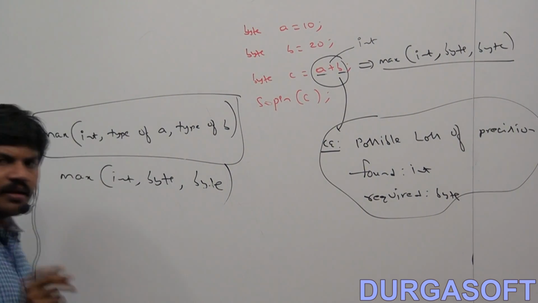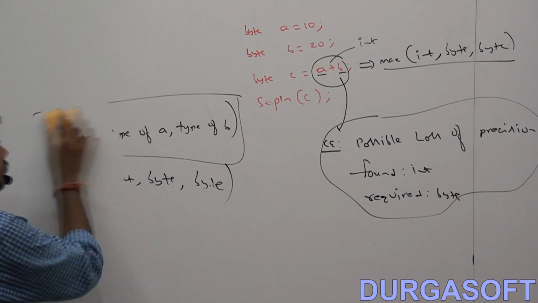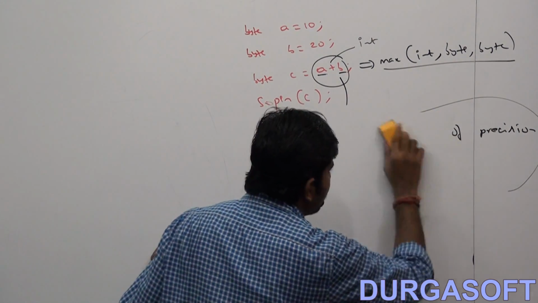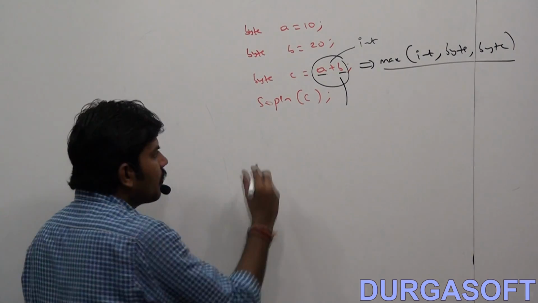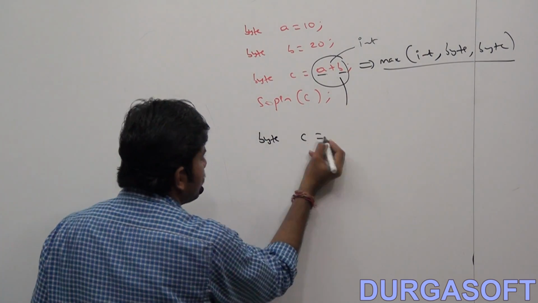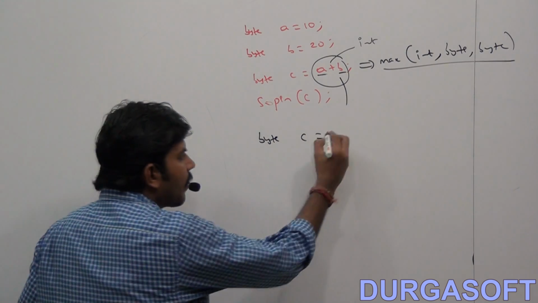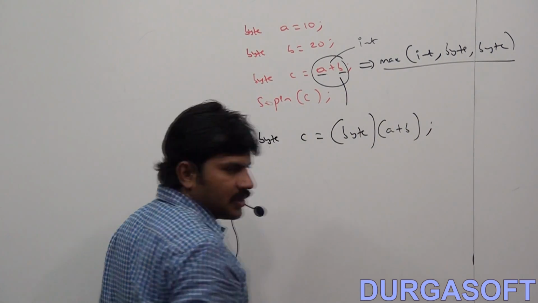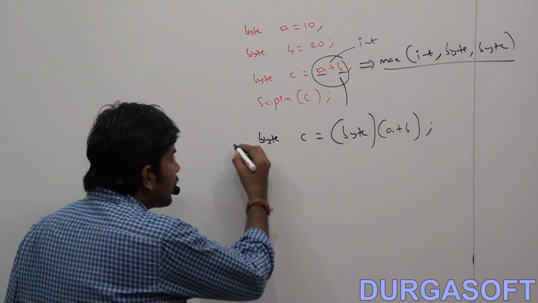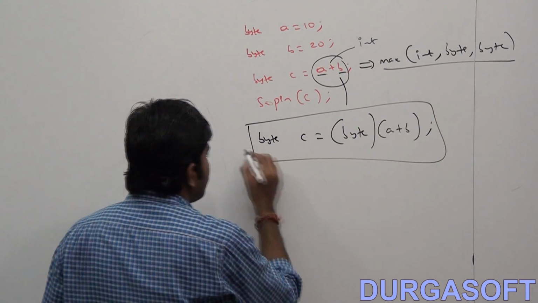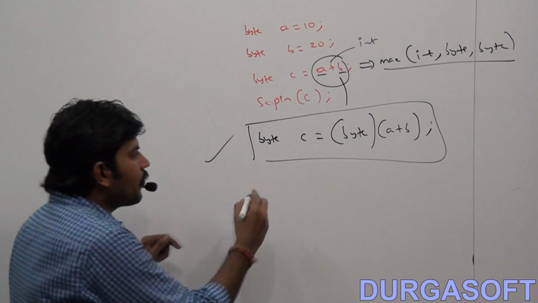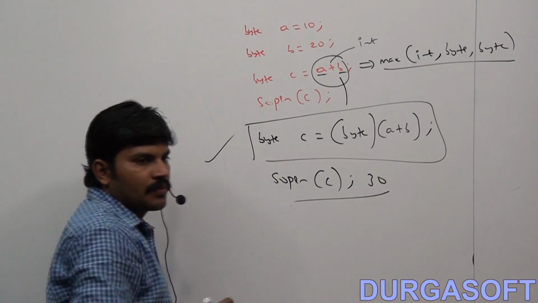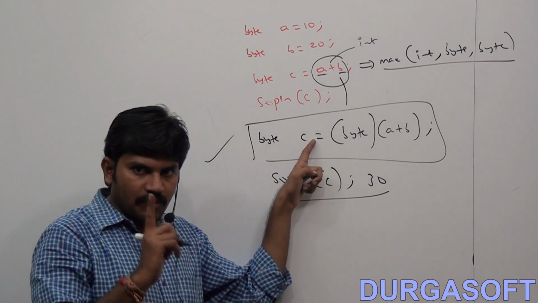Sir, can you tell how we can handle this compile time error? Yes, I want to handle it. What is the possibility? Type casting, right? Byte C is equal to byte of A plus B. If I take it like this, it is perfectly valid. Then what is the output we get? SOP of C is 30 itself, right? If I do typecasting, then it becomes valid.